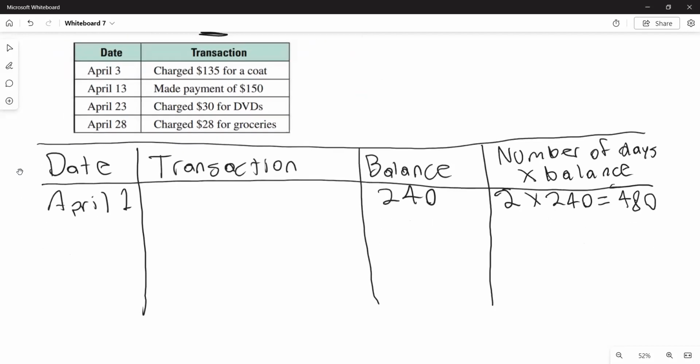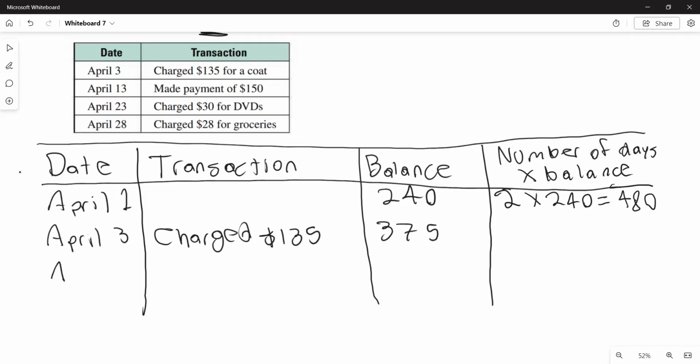So on April 3rd, this person was charged $135 for a coat. So the balance on that day changed from 240 plus 135 is 375 until the 13th. Between April 3 and April 13, that was 10 days, so that's 10 times 375.